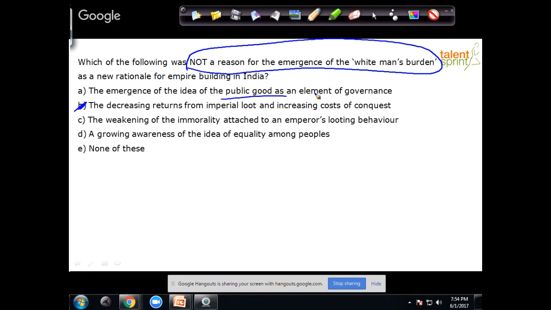A was the reason. Public good is mentioned there. The weakening of the immorality, because that's how it came into being, right? Because they were morally conscious of what they were doing. Equality among people is also mentioned, which means from the given options, option B is the one which is not a reason for the emergence of the white man's burden. All the other three, yes. So that's why the answer is B and not C. Tanya? I don't know who gave the answer as C, but this is just for information's sake.